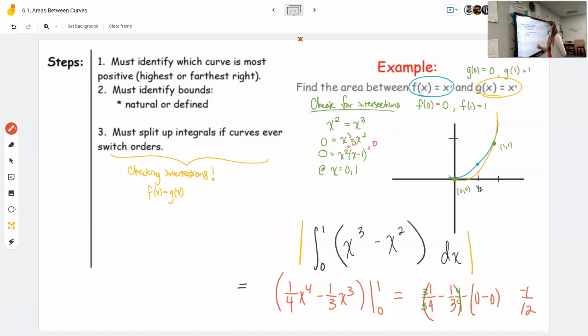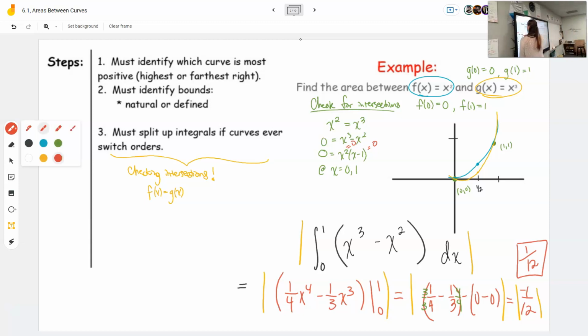And guess what would happen, guys, if we had just been right in our orientation all along? If we had switched it appropriately, we would have gotten the exact same number. It just would have been a positive 1/12. So as long as you've checked your intersections and you've split up the bounds appropriately, even if you get it wrong, all you have to do is take the absolute value at the end, which would have been exactly what you would have found if you had done it the right way to begin with. The right way, quote unquote.